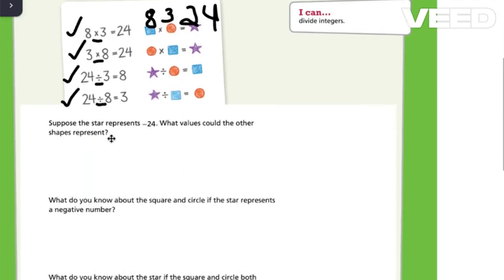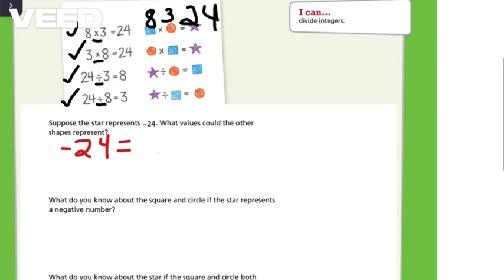it says, suppose the star represents negative 24. As of right now, it represents positive 24, but let's suppose it represents negative 24. What values could the other shapes represent? Well, if the star is negative 24, we would need to find 2 numbers that multiply to negative 24.